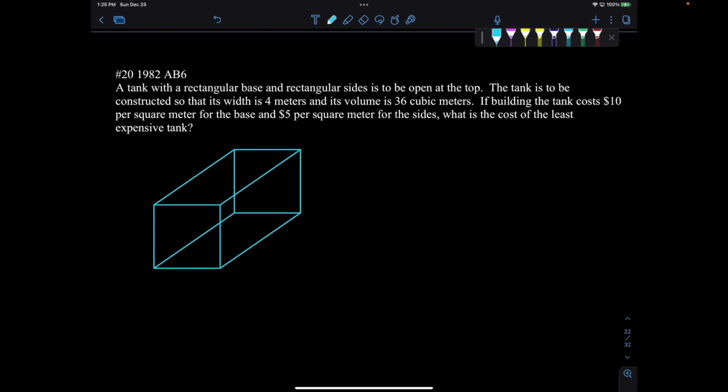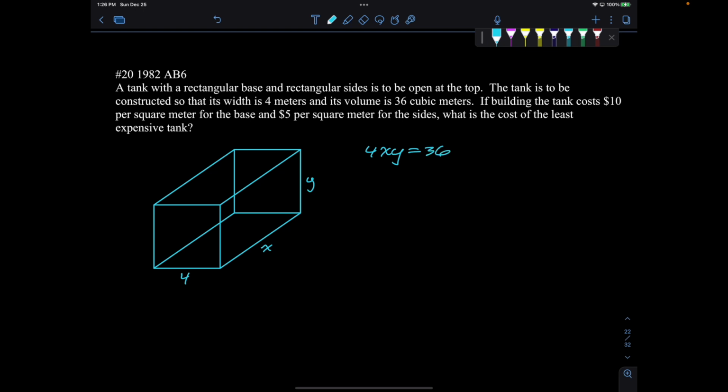The tank is to be constructed so that its width is 4 meters. Okay, 4. Its volume is 36. Building the tank costs, what does it cost? Rectangular base, rectangular sides, open to the top. I'm calling this x. I'm calling this y. Okay, so I'm going to say that the volume is 36. So 4 times x times y is 36.